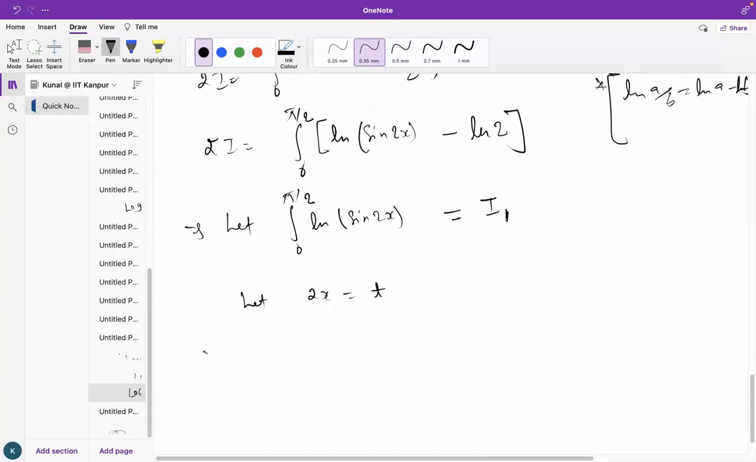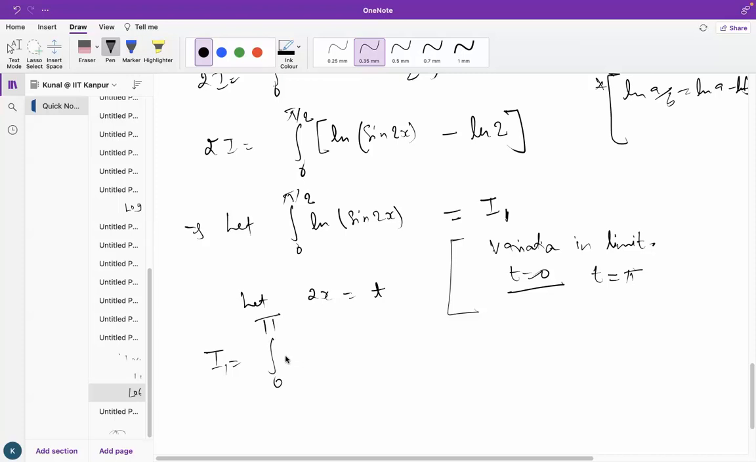So what I get from here, our I1 is equal to, here we see variation in limit. When x is 0, t is equal to 0. And when x is pi by 2, t is equal to pi. So our I1 value looks something like this, we are integrating from 0 to pi.